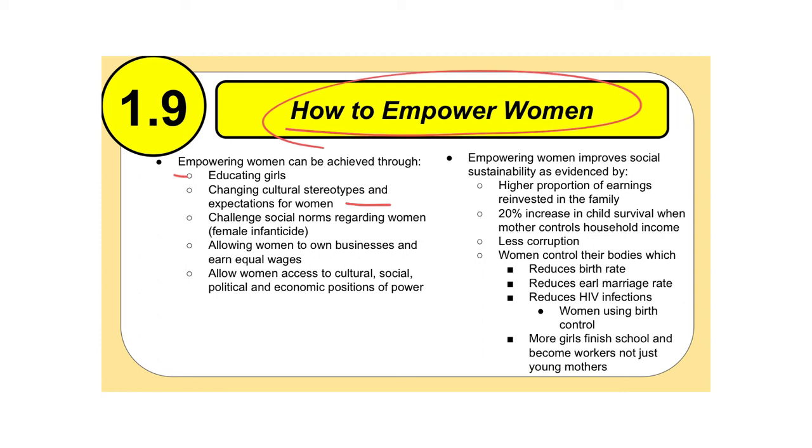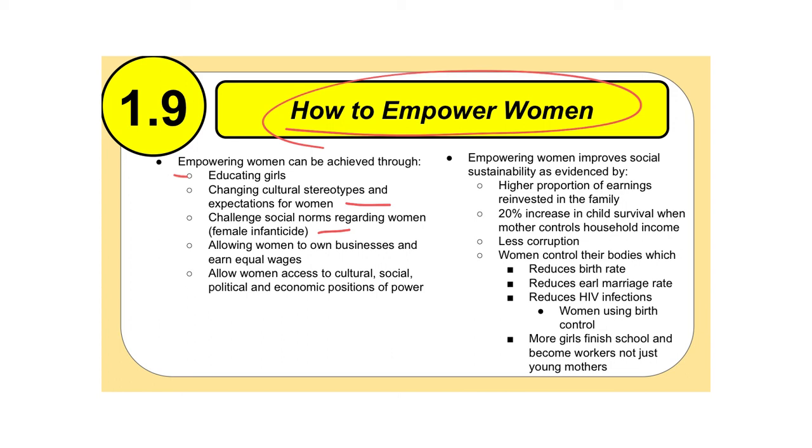We're now in the 21st century. Many places that cannot happen anymore because we depend on two incomes just to be able to make ends meet in most places. Challenging social norms regarding women, the whole thing about female infanticide, where some countries like China had one-child policies and women were considered not as needed.